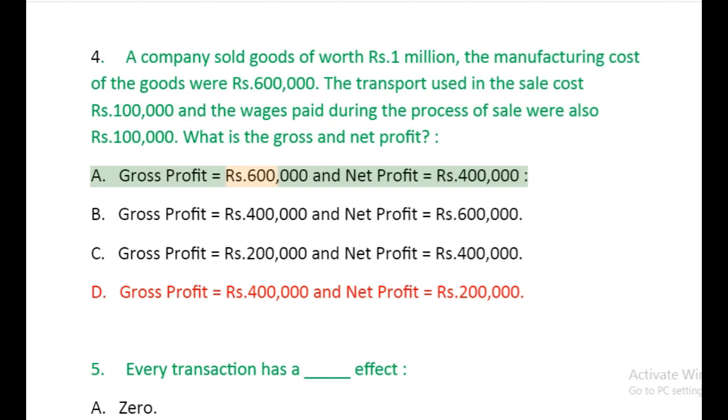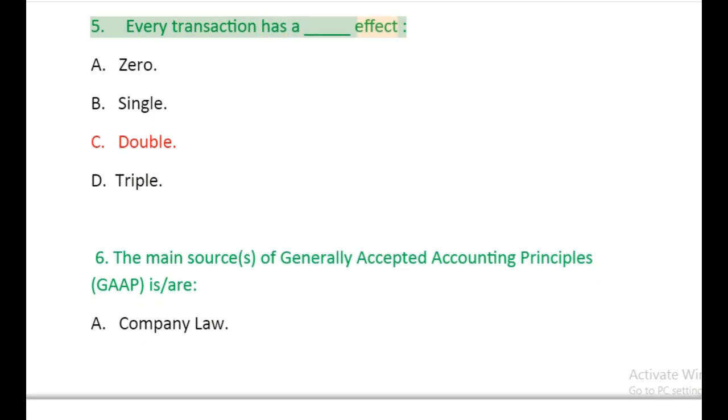A. Gross profit equals Rs.600,000 and net profit equals Rs.400,000. B. Gross profit equals Rs.400,000 and net profit equals Rs.600,000. C. Gross profit equals Rs.200,000 and net profit equals Rs.400,000. D. Gross profit equals Rs.400,000 and net profit equals Rs.200,000. 5. Every transaction has the effect A.